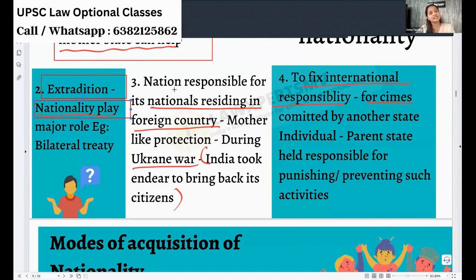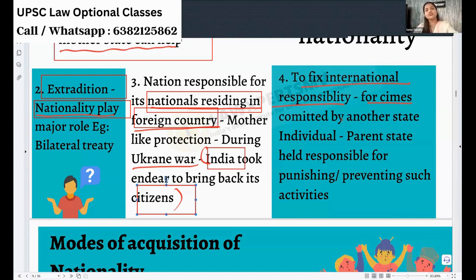Next, the nation states will be responsible for nationals residing in the foreign country. The same thing. During the Ukraine war, a lot of Indians were right there, but India took endeavors to bring them back. Whatever nation state, their mother state is going to help them and bring them back. Okay, so a nation is responsible for its nationals residing in foreign countries. A protection, a mother's protection.